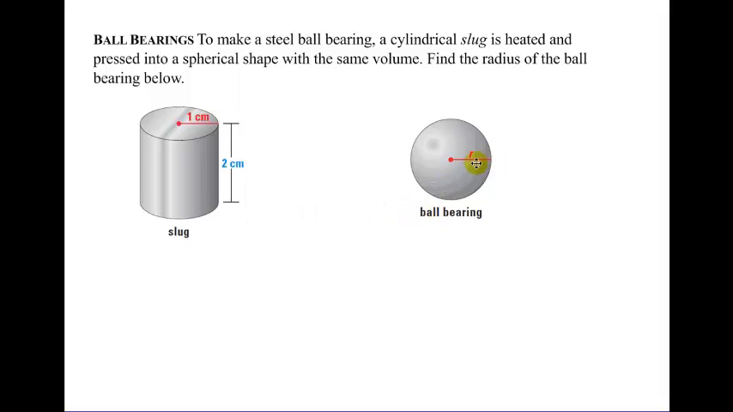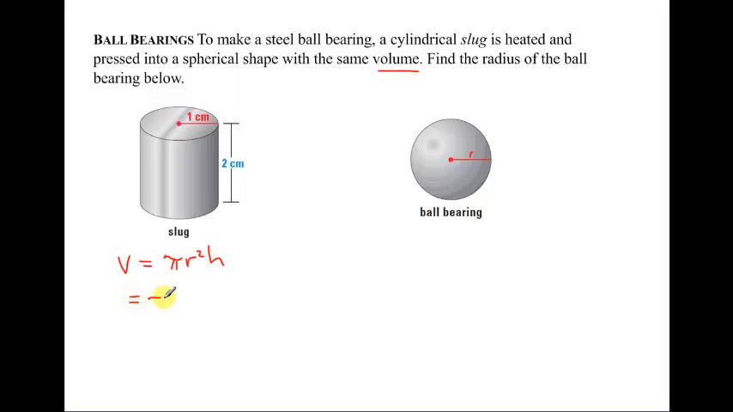So we're going to find the radius of this ball bearing that's made from this slug. In order to do so, we're going to have to figure out the volume. That's the only thing that's equal about these two things, is that their volumes match. So let's start with the volume of our cylinder. Now you're going to have to remember the formula for that. I remember it's pi r squared times the height of the cylinder.